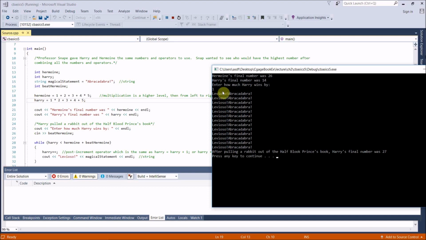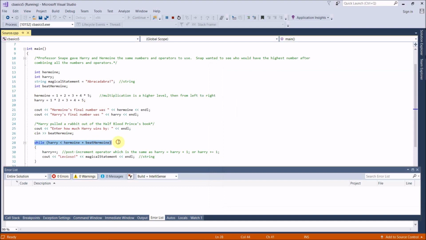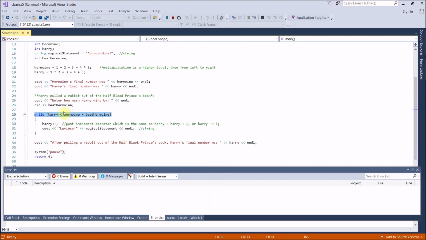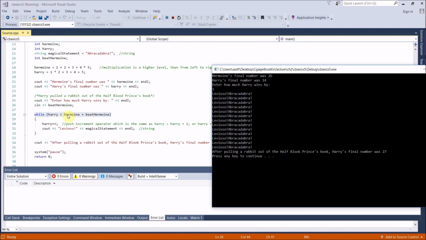When I enter it in, what happens is Hermione's value is here plus 1, which is beatHermione. Don't worry about this conditional structure statement here. What happens is, if you recall, Hermione already had a higher number than Harry. So once Harry has a higher number, this loop is going to break.